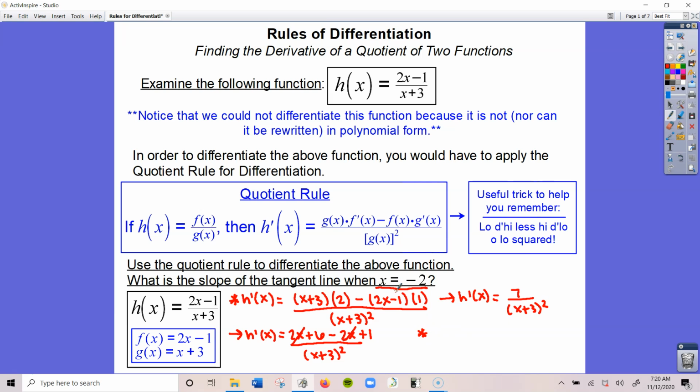Now, since I want to find what is the slope of the tangent line when x is equal to negative 2, I'm going to plug in negative 2 into my derivative. So that would be 7 over (negative 2 plus 3) squared. So that's 7 over, negative 2 plus 3 is 1, and 1 squared is 1. So the derivative when x is equal to negative 2 is 7.